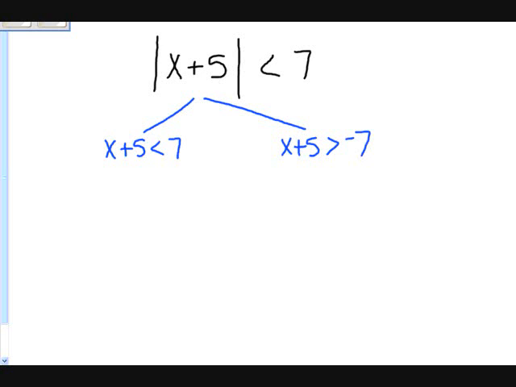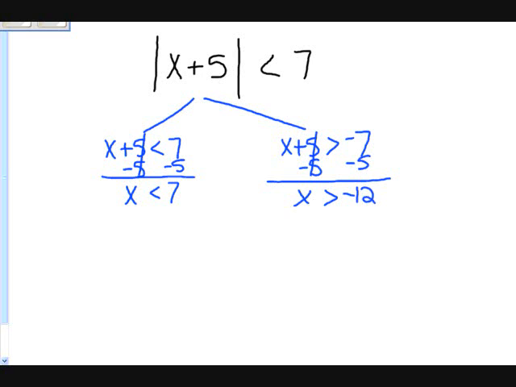So we're going to solve both of these. We're going to subtract 5 from both sides, and we get x is less than 7. Subtract 5 from both sides, and we get x is greater than negative 12.